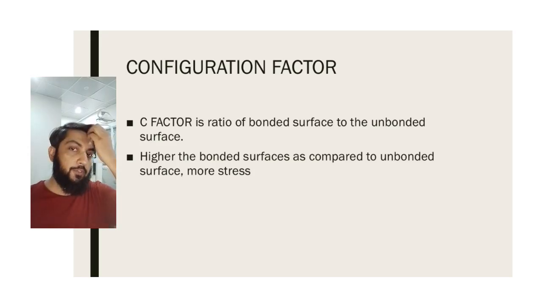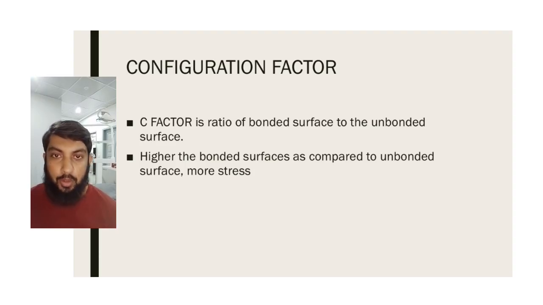What is configuration factor? Configuration factor is the number of bonded surfaces as compared to the unbonded surfaces. In the case of class 1, that is the occlusal preparation, in which we put bonding agent, and the composite increment, the composite increment will bond to all the surfaces such as the pulpal floor, mesial wall, distal wall, buccal wall, and lingual wall.